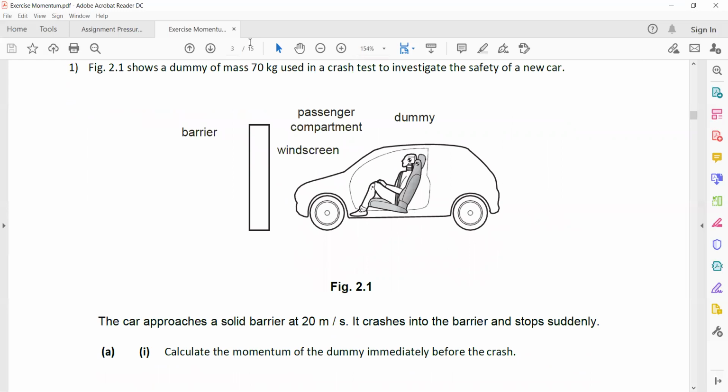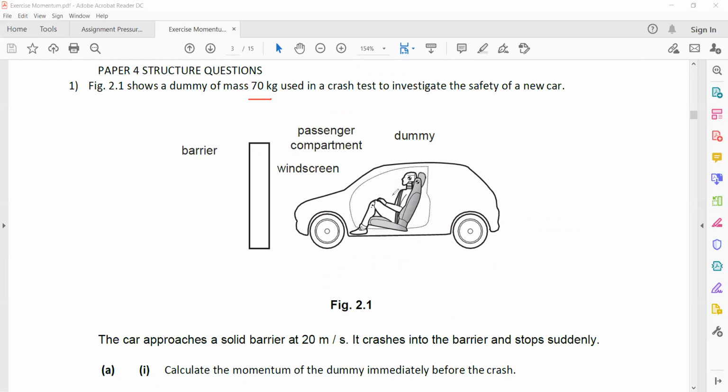Figure 2.1 shows a dummy of mass 70 kilogram. So the mass of this dummy is 70 kilogram, used in a crash test to investigate the safety of a new car. The car approaches a solid barrier at 20 meters per second. Example, if you are in the car, your car is moving with 20 meters per second. What is your speed? Your speed is also 20 meters per second because you are in the system. So the speed of the car is the same as the speed of the dummy.